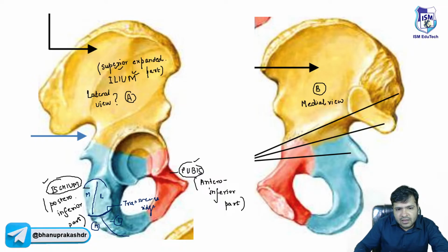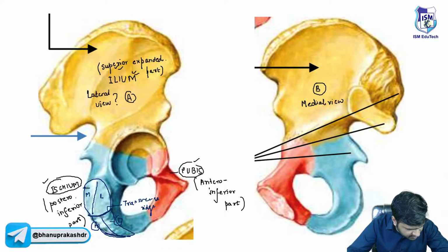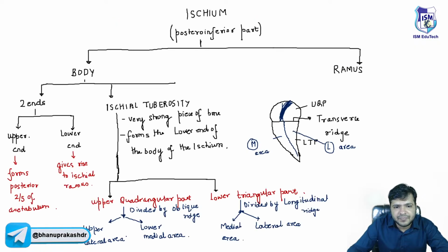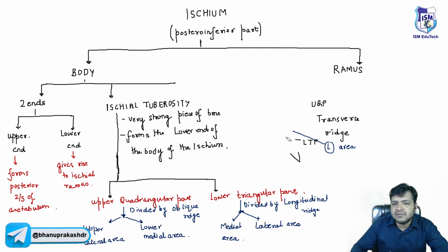Okay, so we have the upper quadrangular part and the lower triangular part. I hope it's right. I hope this is done. I hope you all have drawn the diagram. I'm just trying to erase it.